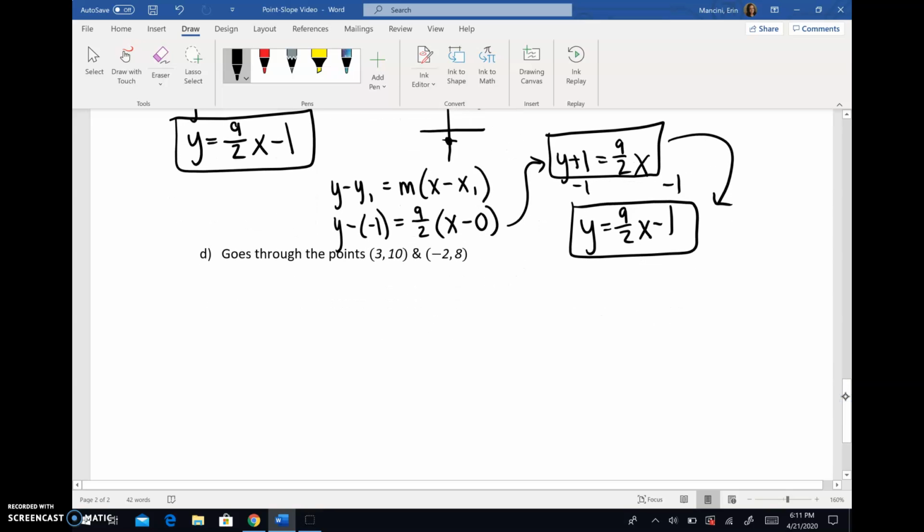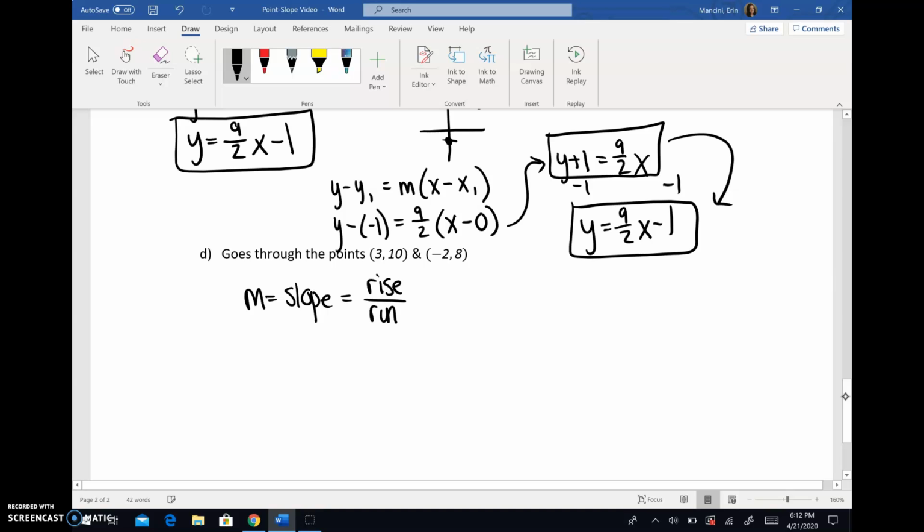Okay, in part D, it's a little trickier because you will notice in order to use slope-intercept or point-slope, you need to have a slope. And were we given the slope? No, we were not. So we're going to have to calculate it. Okay, remember, m is your slope, first of all, and slope is rise over run.